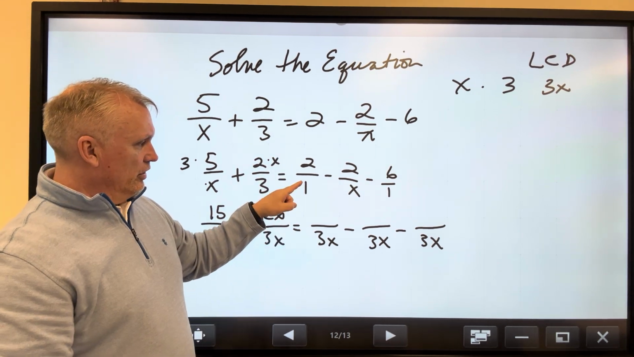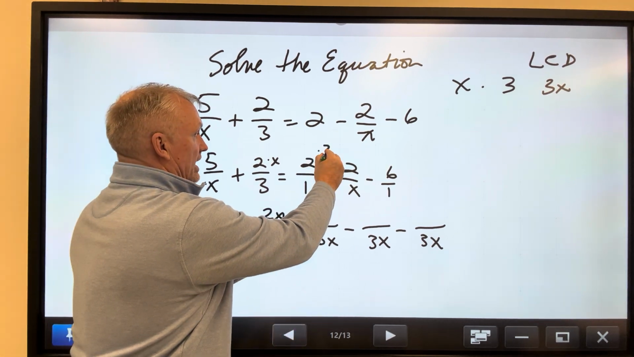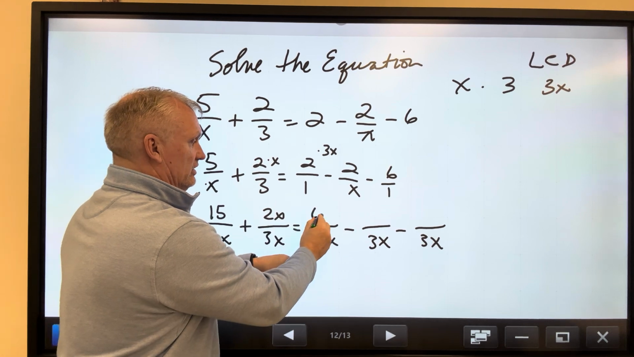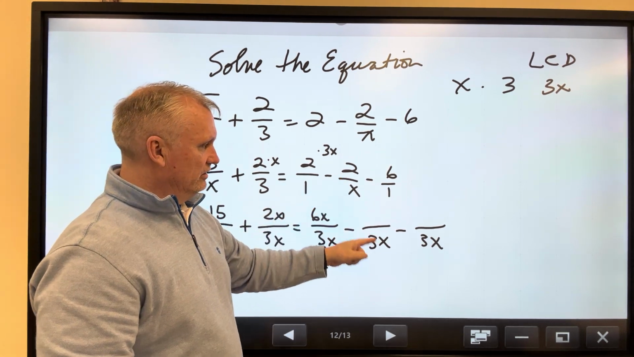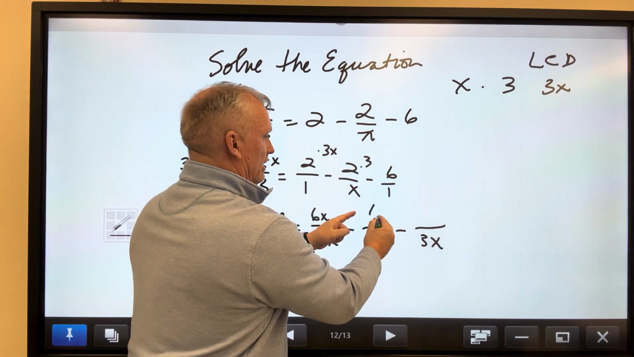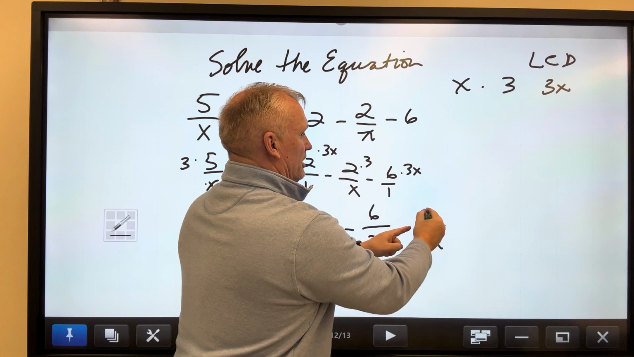What do you multiply this by to get to this? Well, you've got to multiply by the whole thing, times 3x, which is 6x. Whatever you do to the bottom, you've got to do to the top. What do you multiply this by? You multiply it by 3, which is 6. What do you multiply this by? Well, it's the whole 3x, which gives you 18x.